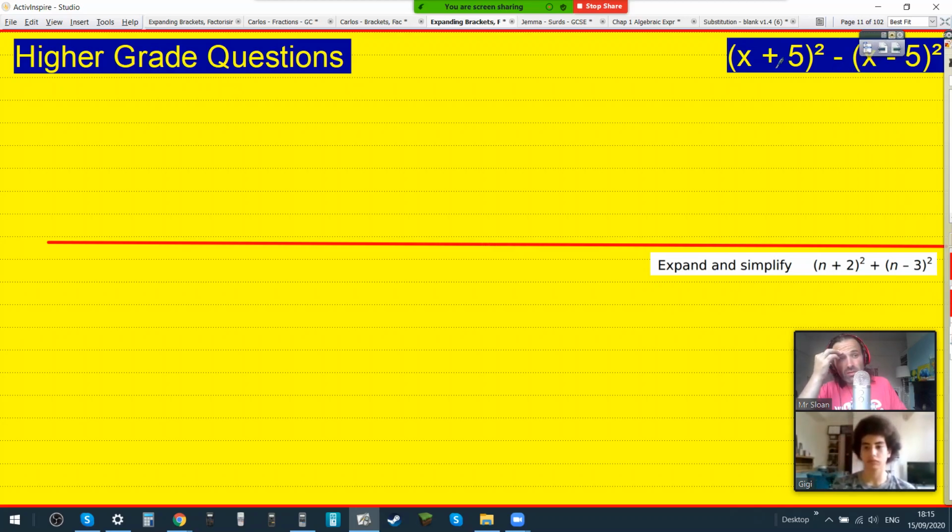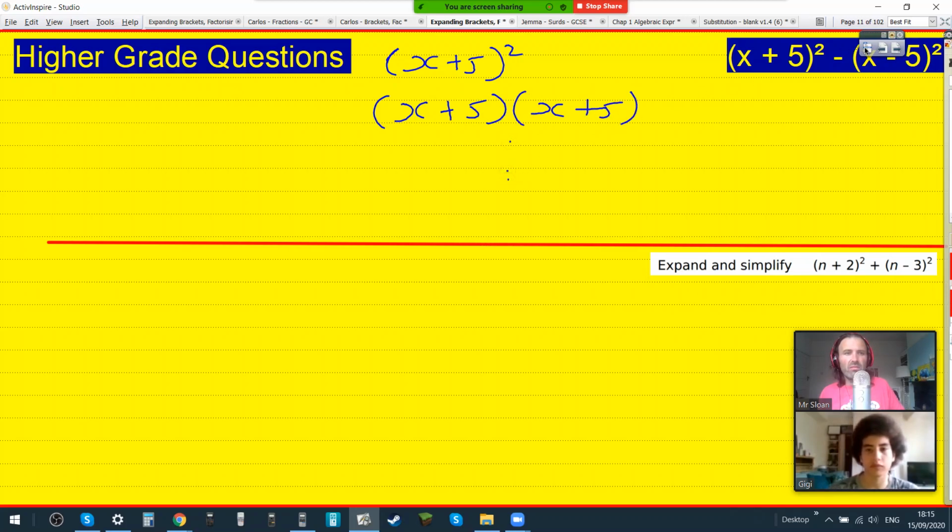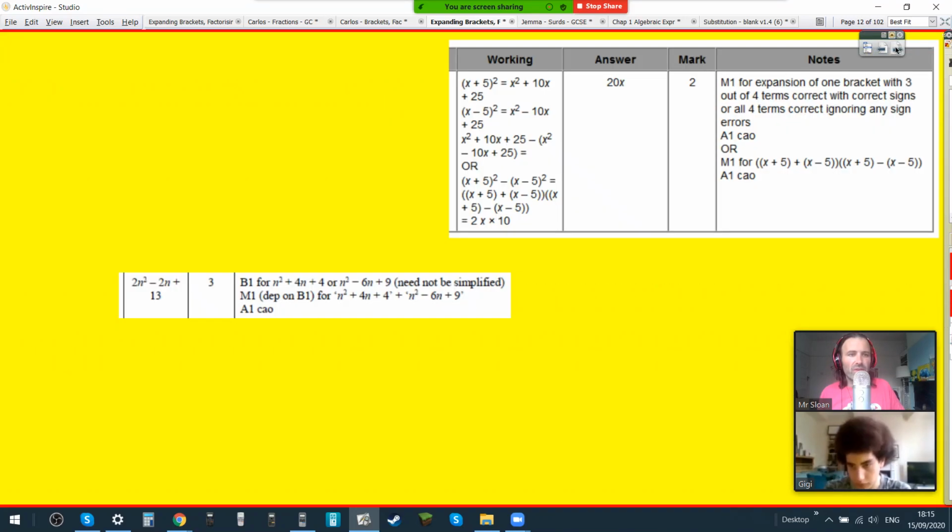These ones, that's all right. You just expand one. Oh, how would you expand? Let me just see. That's bad planning on my part. How would you expand x plus 5 squared? You would make it into 2 brackets. So x plus 5. And then another x plus 5. Yeah, and then you just expand it as normal. So with these ones, you just expand the 2 of them and then just add your answers or subtract your answers depending.